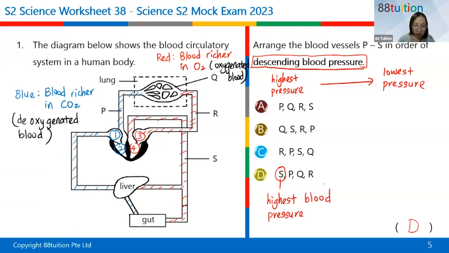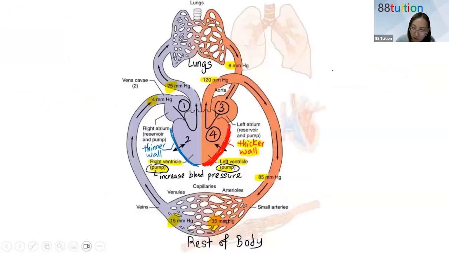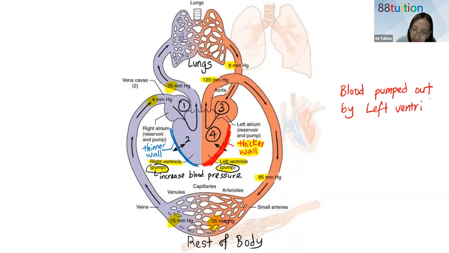So just remember, from number 4, blood is pumped out by the left ventricle. Left ventricle is the left bottom of the heart. This is the left bottom part, which is number 4. It is the highest pressure. Then after that, pressure will just go gradually downwards.